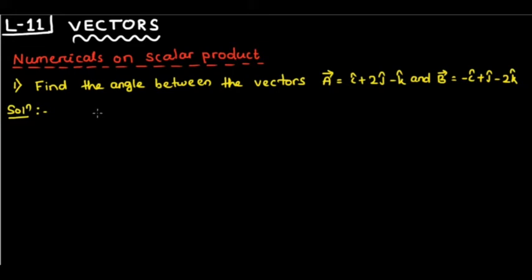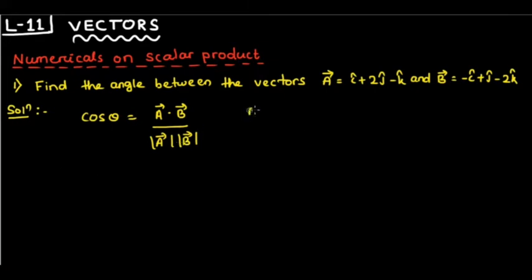So if theta is the angle between the two vectors, then what is cos theta? Cos theta is equal to a vector dot b vector divided by a vector magnitude into b vector magnitude. We will use this formula to find cos theta, and after finding cos theta we can get theta.